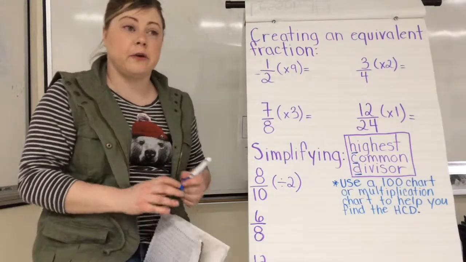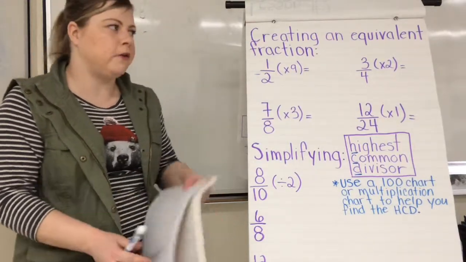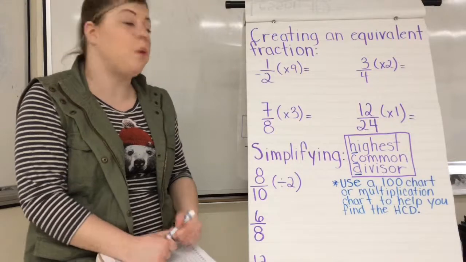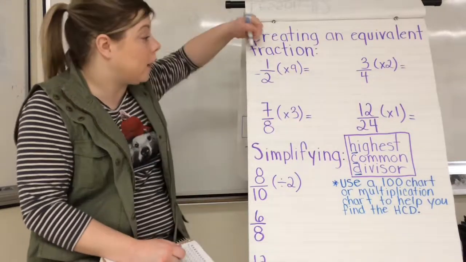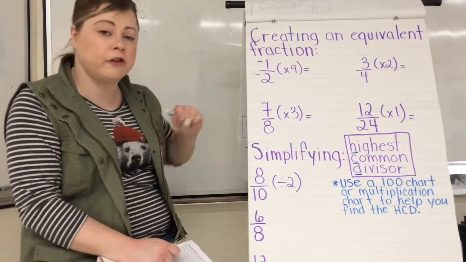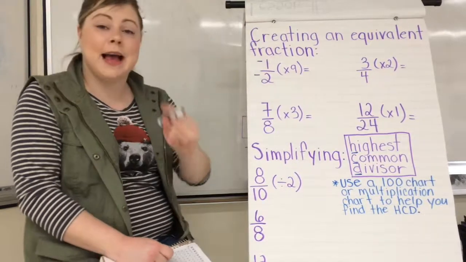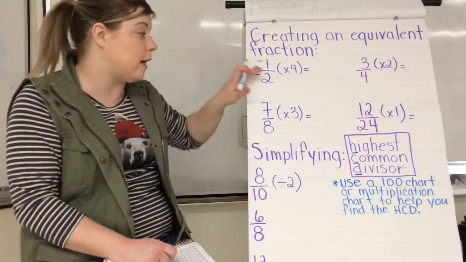Now, in our ratios unit, I always said to you, whatever you do to the left, you have to do to the right. Well, the same thing goes for fractions. Whatever you do to the top of this fraction, you have to do to the bottom because it's one number together. It represents a half.